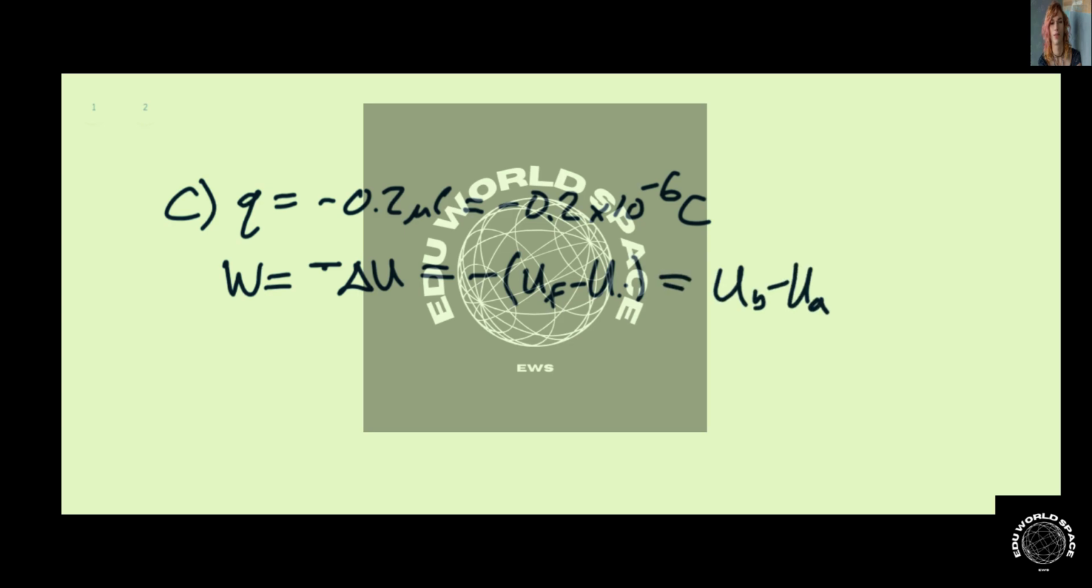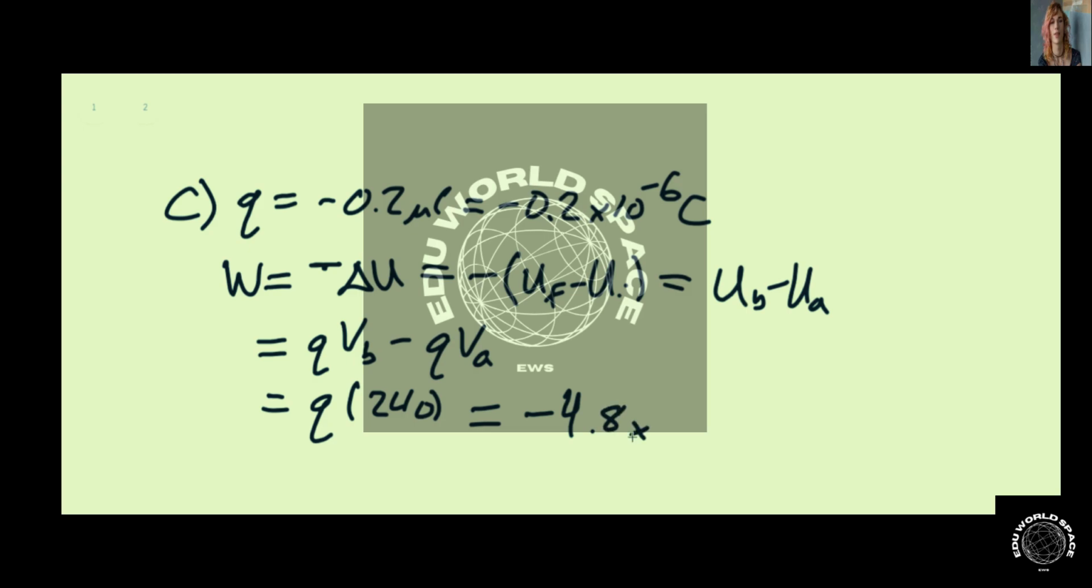Now these are potential energies, but we only know about the potentials. So we can change this to our charge times VB minus the charge times the potential at point A. So this just tells us that it is Q times 240, because VB minus VA is 240. The charge here is negative, so when we plug it in, we get that the work done is just negative 4.8 times 10 to the negative 5 joules. And that's your total work done.